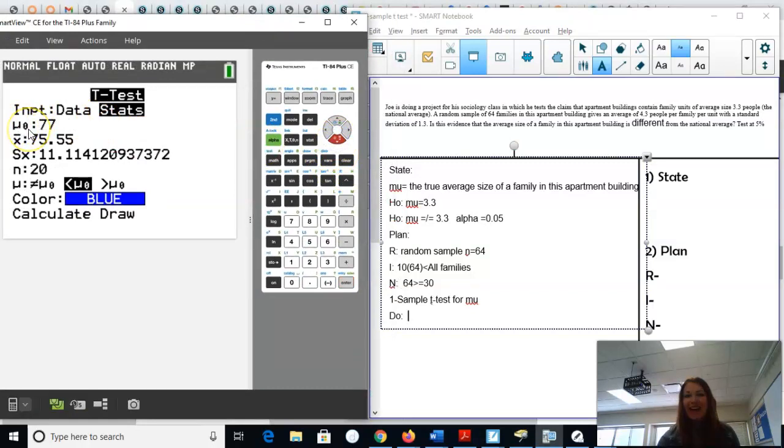Keep in mind this mu naught, that's your null hypothesis. So our null hypothesis is 3.3. Our x bar, that is the average, that's what's describing the sample. So Joe found 64 families. He found on average 4.3 people live in a unit together, so we're going to put 4.3. And the standard deviation that he found was 1.3. His sample size was 64. And our alternative hypothesis is right here. That's a not equals to. I'm going to go ahead and calculate.